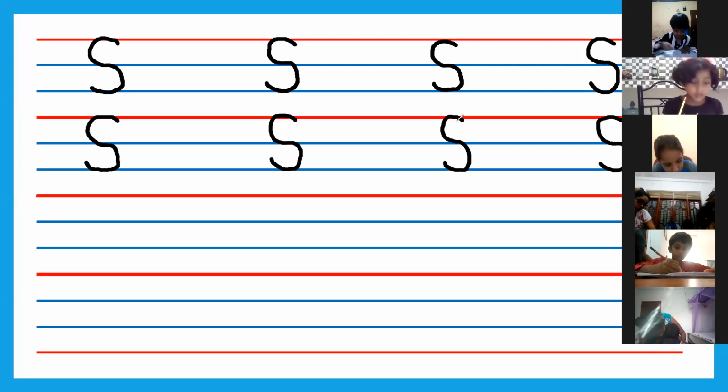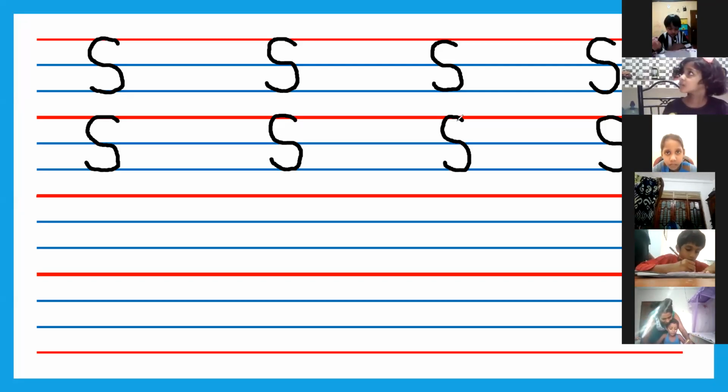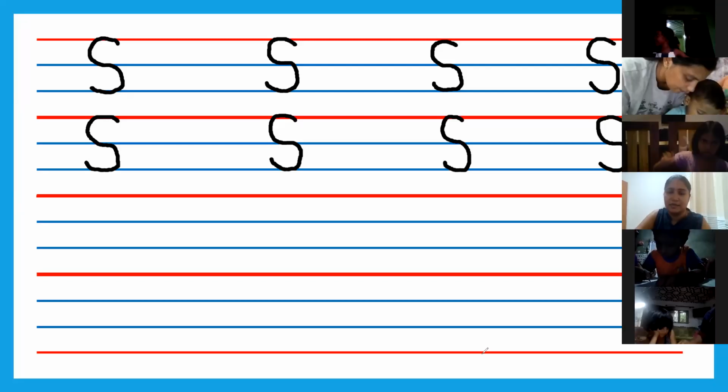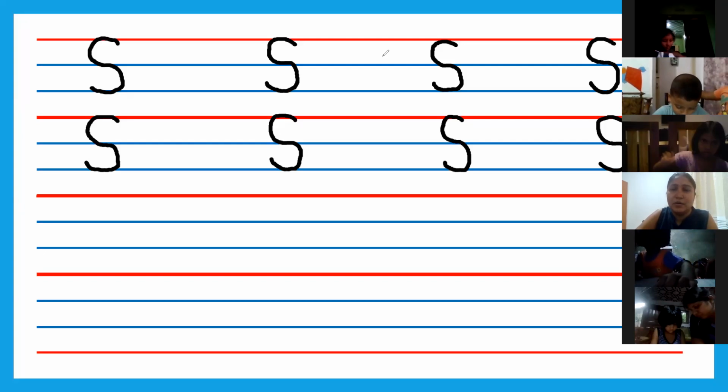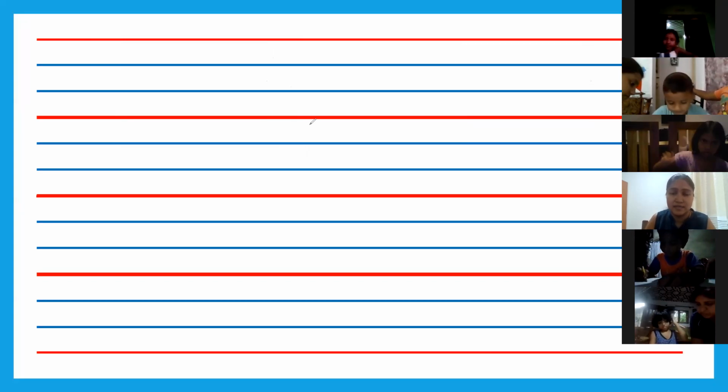Okay, now let's see how we write the lowercase one. Simple is, okay, let's see that. Okay, now go to the next page. Let's go to the next page. On the next page, we write the lowercase sound.